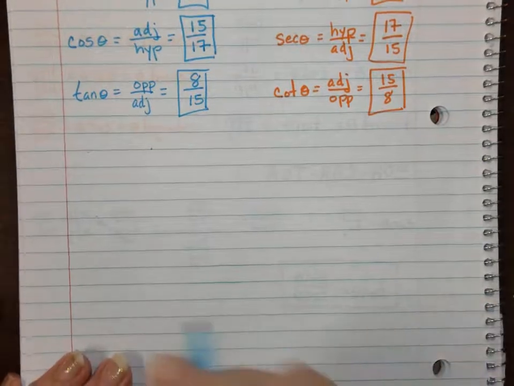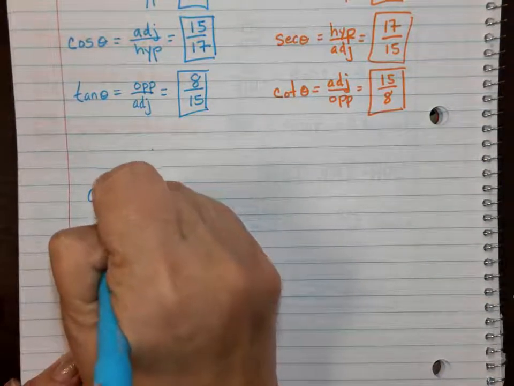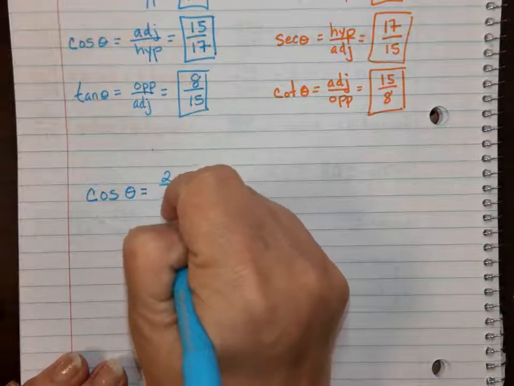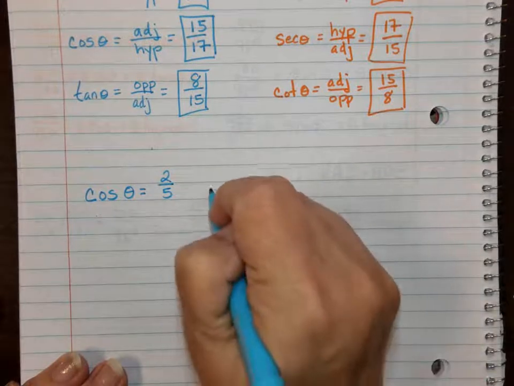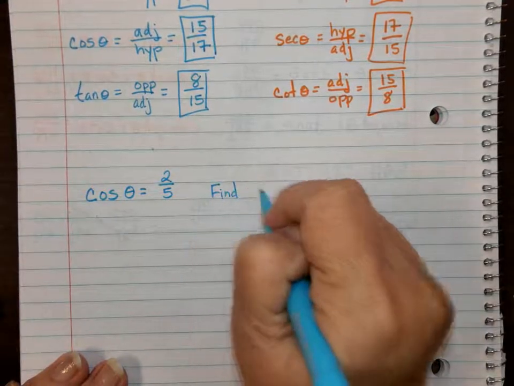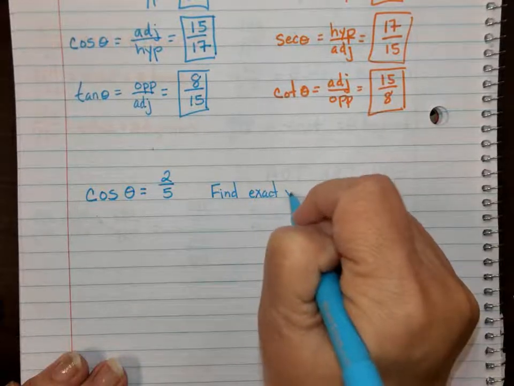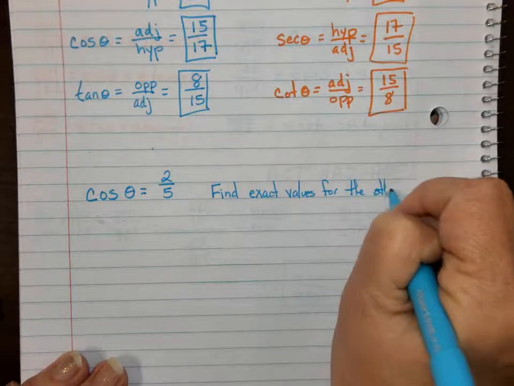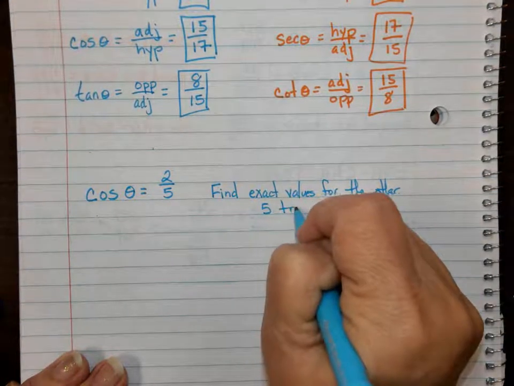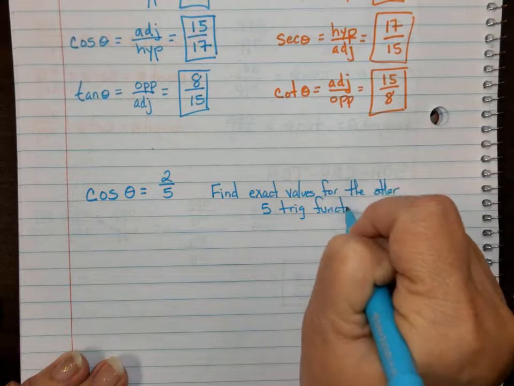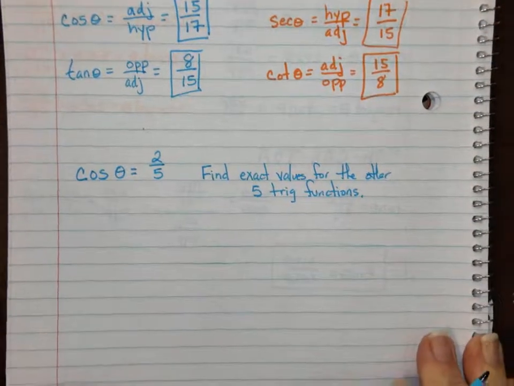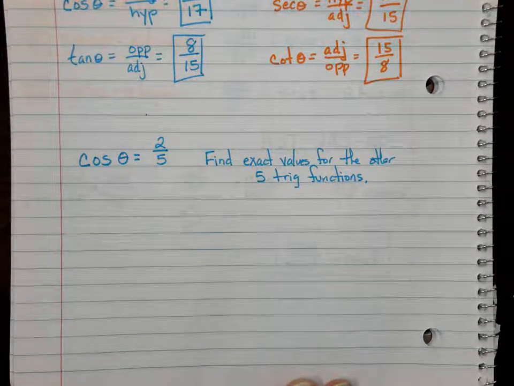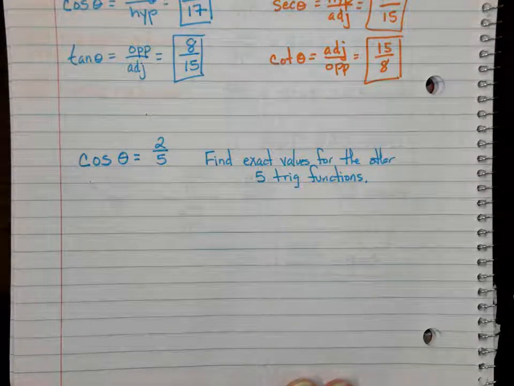So in this example, you are told one piece of information. The cosine of theta is equal to 2/5. And then your job is to find exact values for the other 5 trig functions. So all you know is that the cosine of theta is 2/5, and you have to find all the other trig functions.